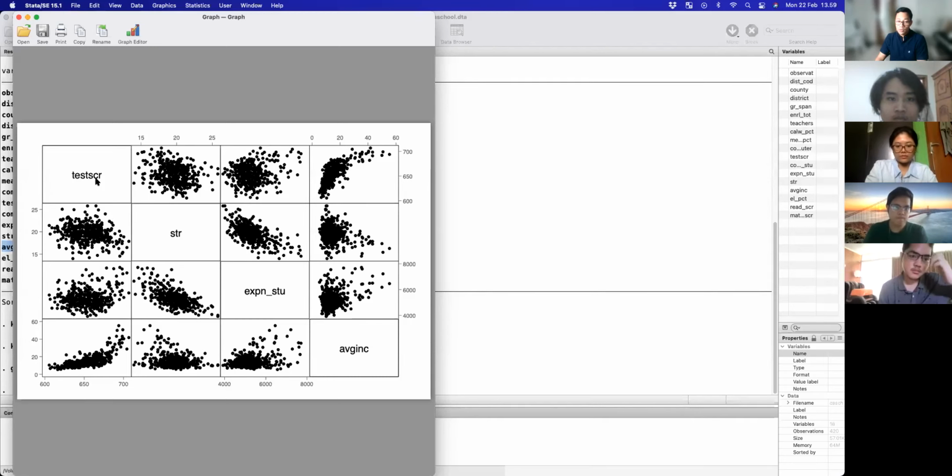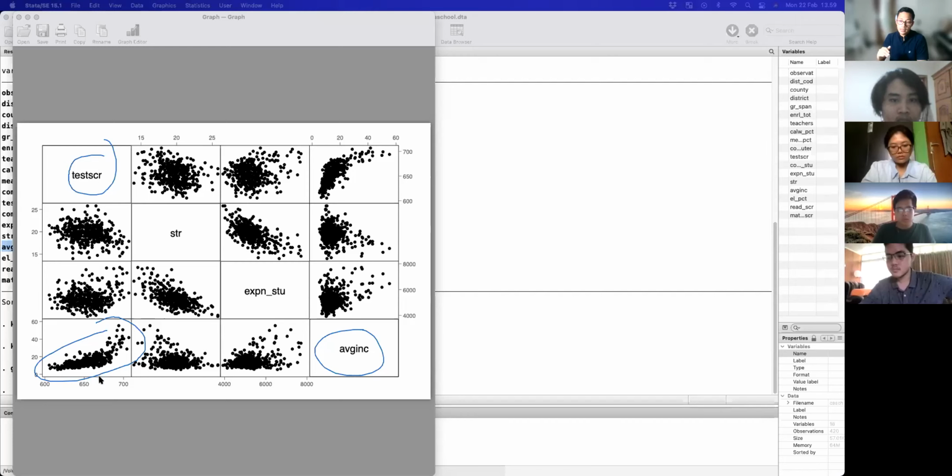So for example, I want to know what's the correlation between test score and student teacher ratio. And then I'm going to be looking at this plot right here. If I want to understand the relationship between test score and, say, average income, this is going to be the graph that I'll be looking at. And so in this particular graph, we can see that there is somewhat a positive correlation between test score and average income. So this is something that you've mentioned before, schools with better family background, in this case, higher income, it's correlated with test score. Okay, so these are some of the things that you can do before you actually do the regression, okay?